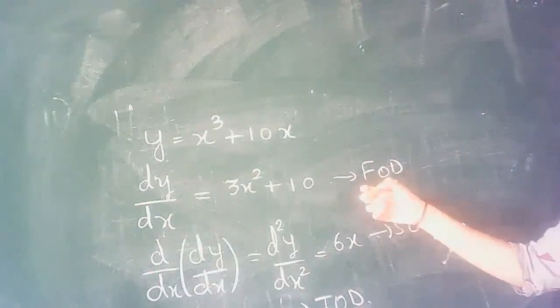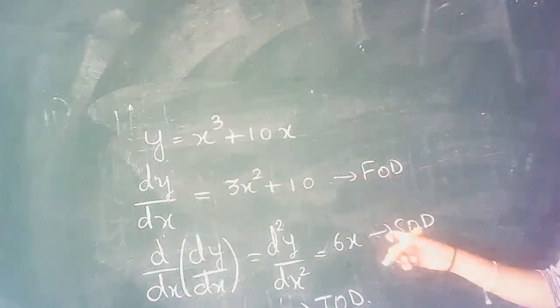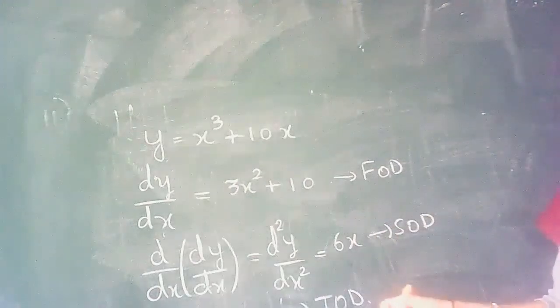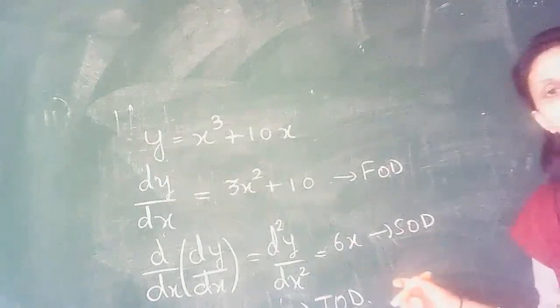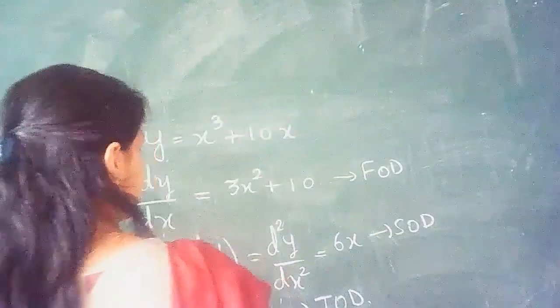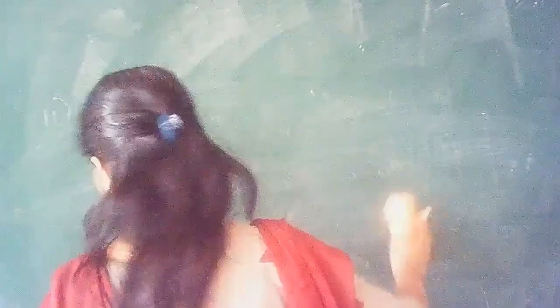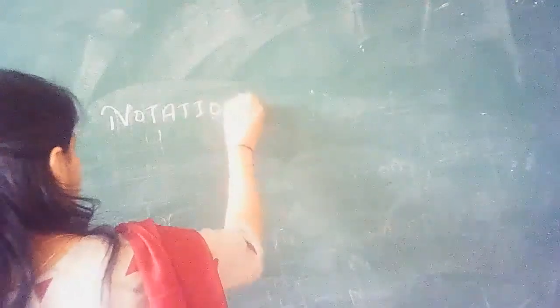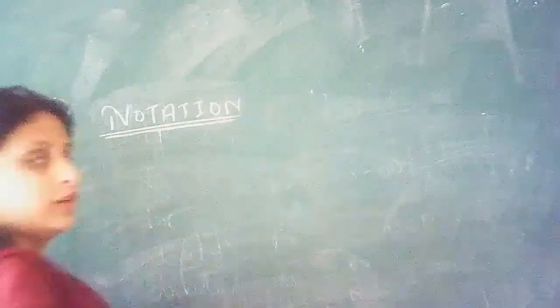First order derivative, differentiating the function for the first time. Second order derivative, differentiating the function for the second time. And third order derivative, differentiating the function for the third time. These are nothing but higher order derivatives. Now let us see the notation.